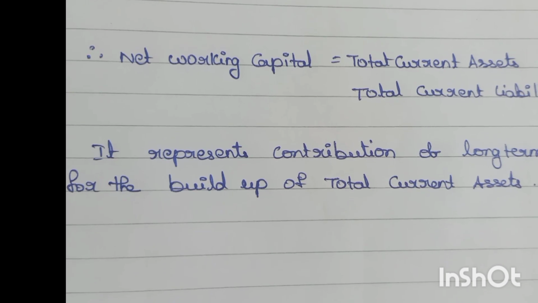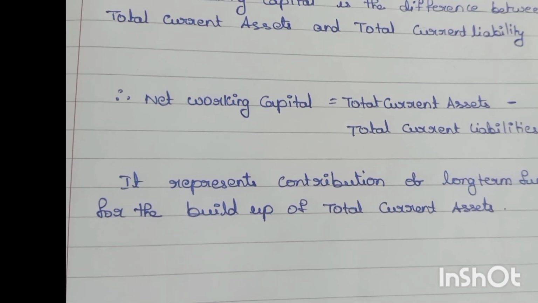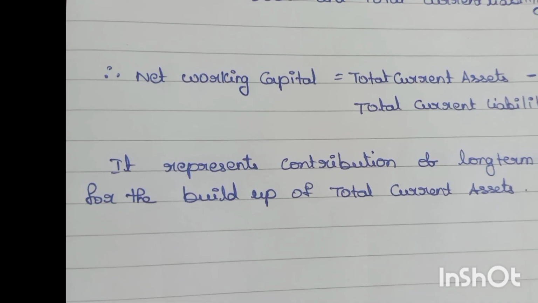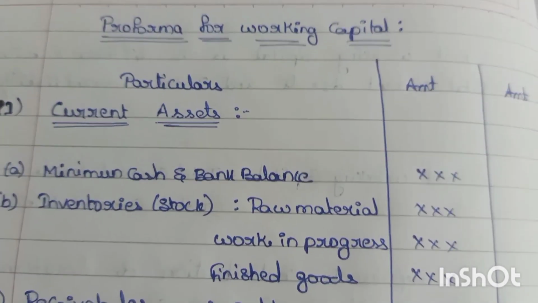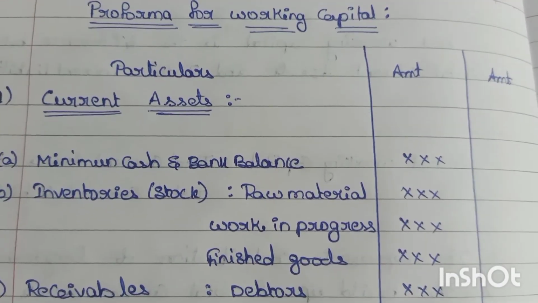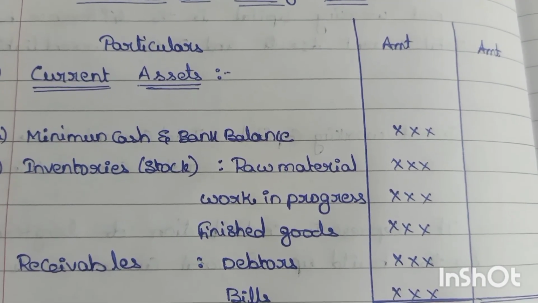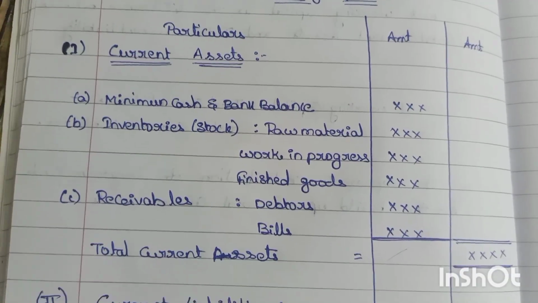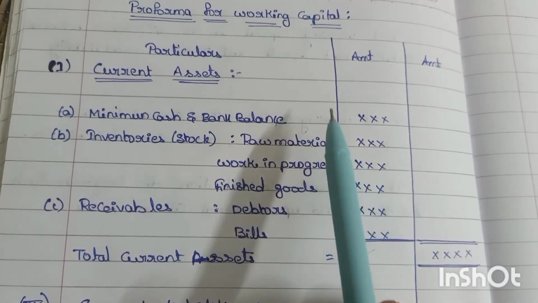Now, how do we calculate the net working capital? Let us see the pro forma to calculate the net working capital. To calculate the net working capital, we have to use the formula: total current assets minus total current liabilities. Let us see the pro forma of how we have to calculate the working capital.